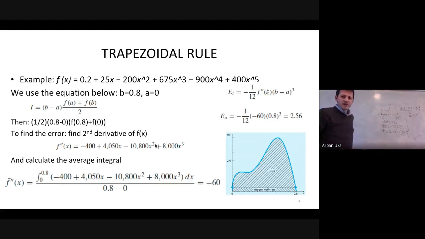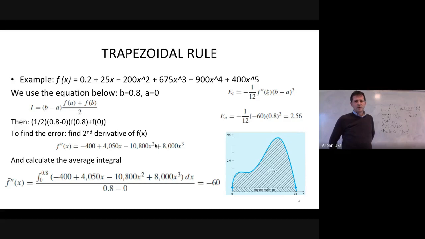So this function, if you see here, regarding the total error, it's evaluated at some psi. Psi is a value between a and b. So we can evaluate this function at any point like this and try to identify the error. The way to do this is that we get this function, which is fifth order, and we find the derivative twice. If we take the derivative twice, the function is going to be what you see here on the slide: minus 400 plus 4x minus 10x squared plus 8x cubed.